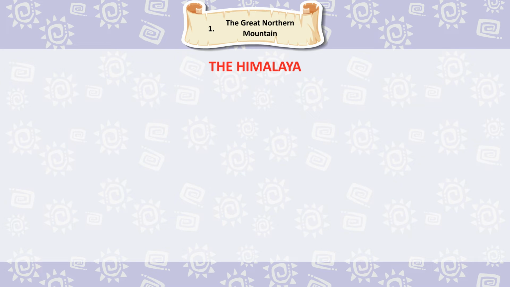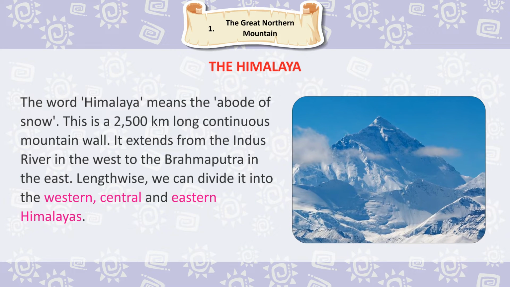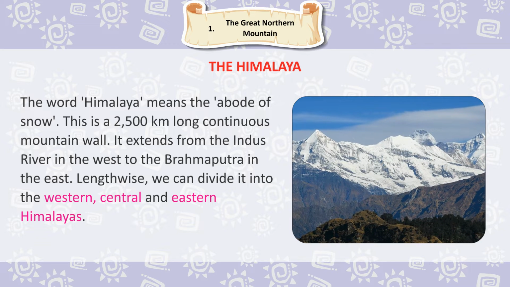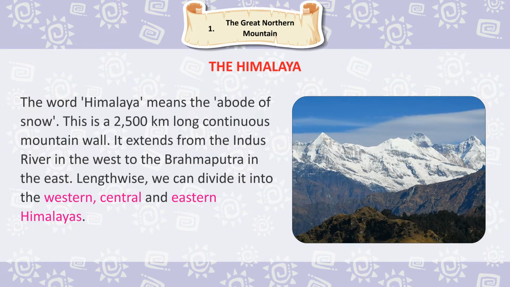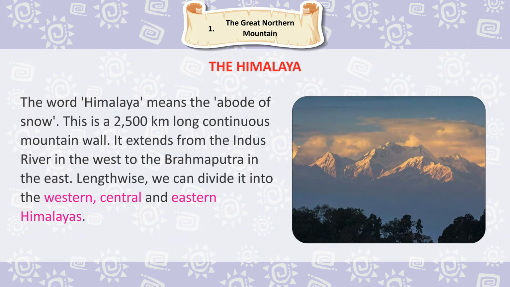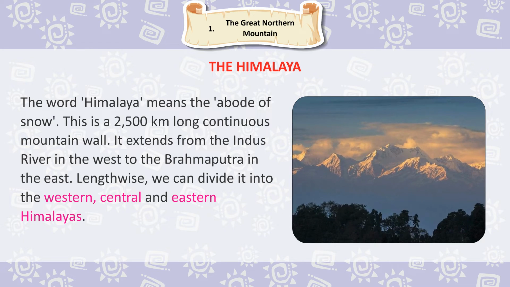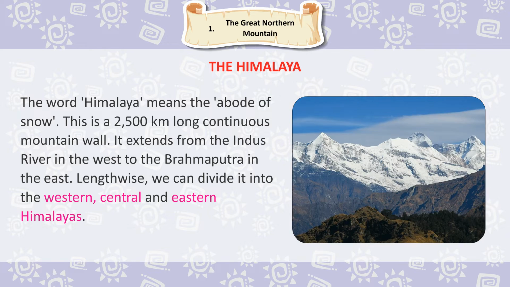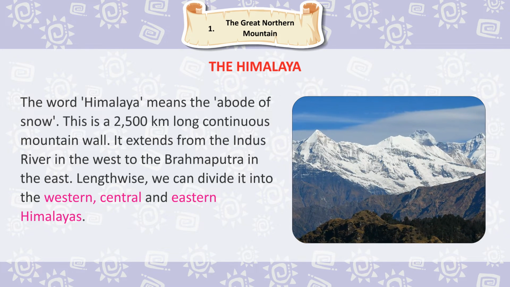The Himalaya. The word Himalaya means the abode of snow. This is a 2,500 kilometer long continuous mountain wall. It extends from the Indus River in the west to the Brahmaputra in the east. Lengthwise, we can divide it into the western, central and eastern Himalayas.